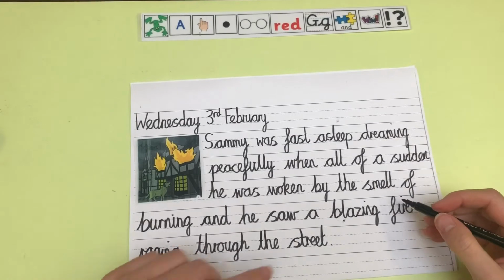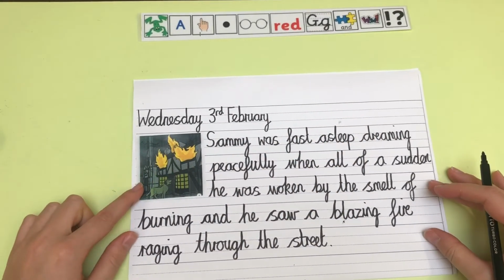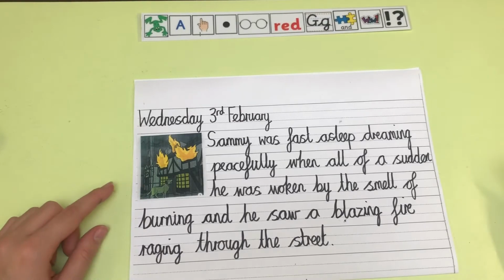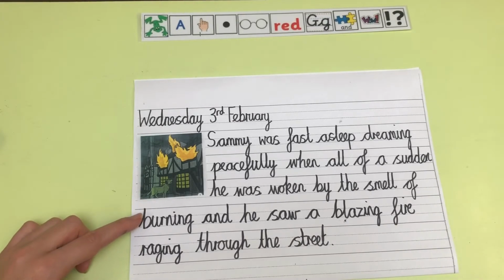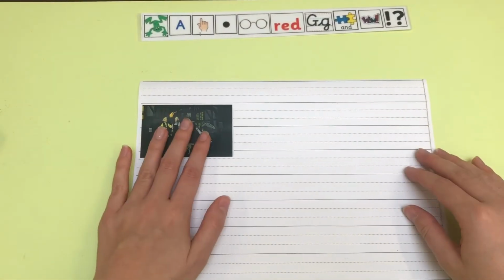Okay, so full stop, capital letter, I've used my finger spaces. Let's read it through to check it makes sense. Sammy was fast asleep, dreaming peacefully, when all of a sudden he was woken by the smell of burning, and he saw a blazing fire raging through the street. So they are my couple of sentences for my first image. Then I'm going to move on to my next one.